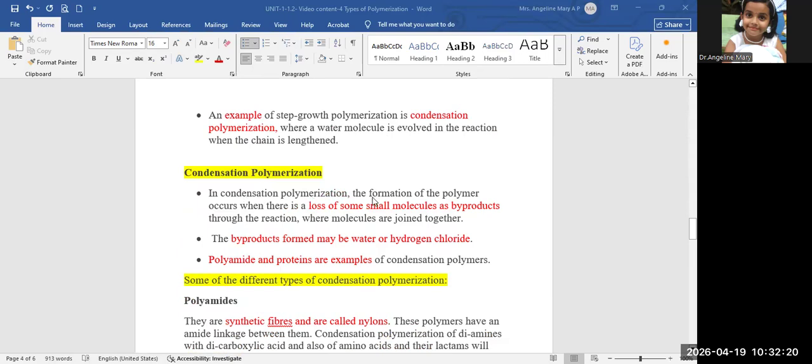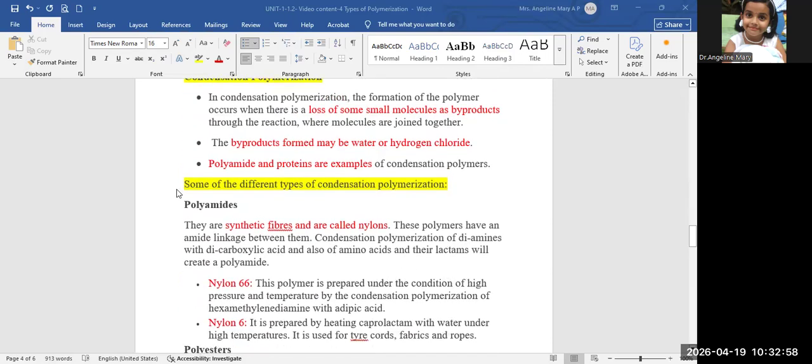In condensation polymerization, the formation of the polymer occurs with the loss of small molecules as byproducts through the reactions where the molecules are joined together. In a simple way, when we add two monomers to form a polymer, a byproduct occurs, small molecules, not heavy molecules, like water or HCl. That is called condensation reaction. Polyamides and proteins are some examples of condensation polymerization. Some of the different types of condensation polymerization are given here.